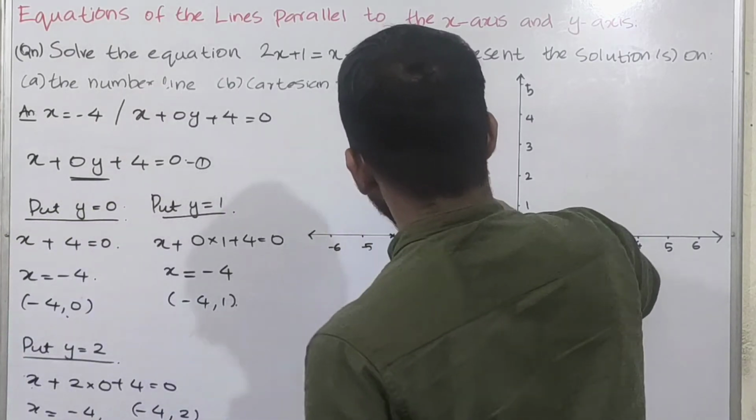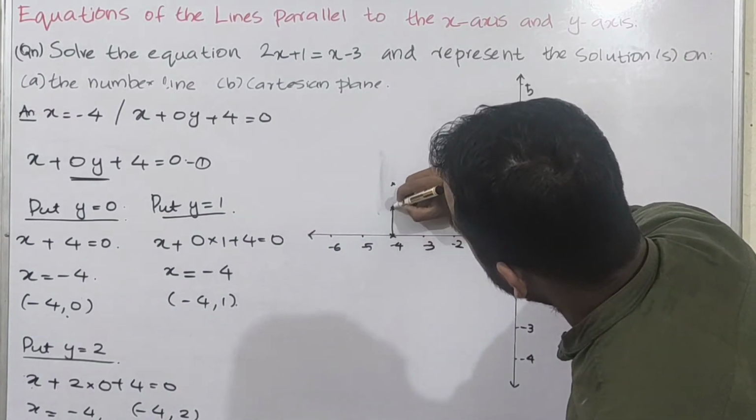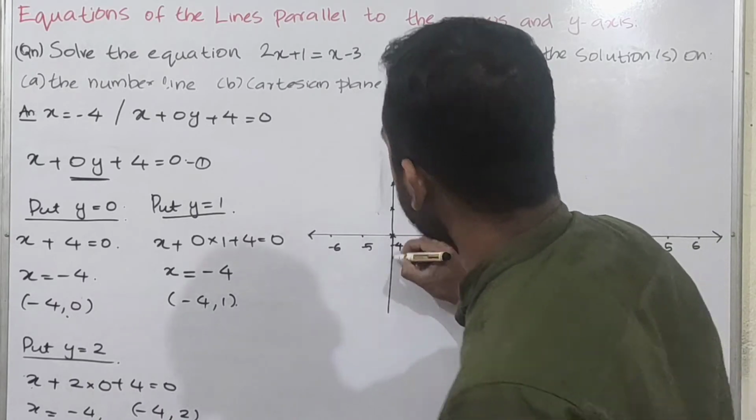Now we can draw the graph. It will of course be a straight line. So we can draw a graph like this.